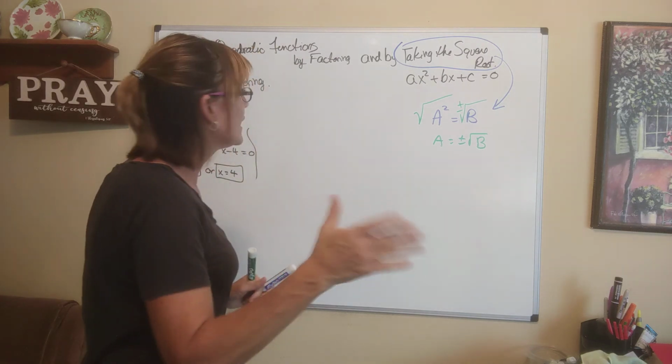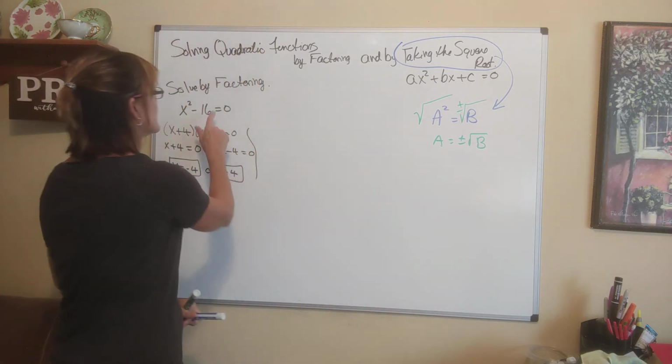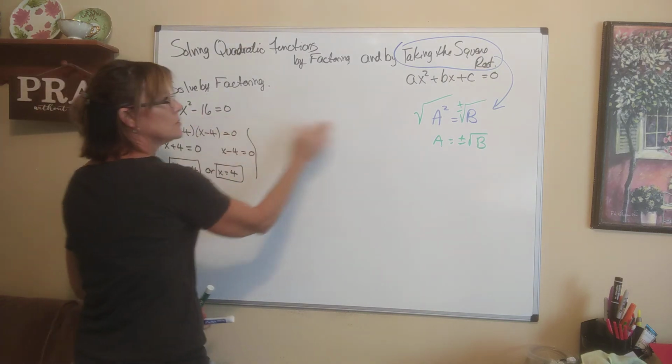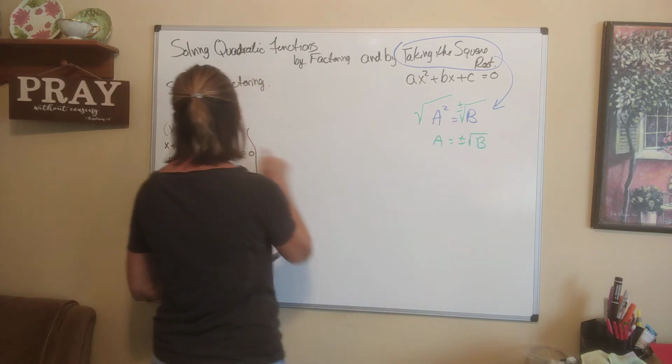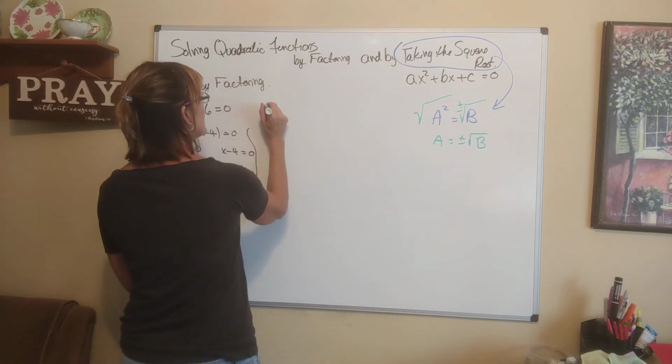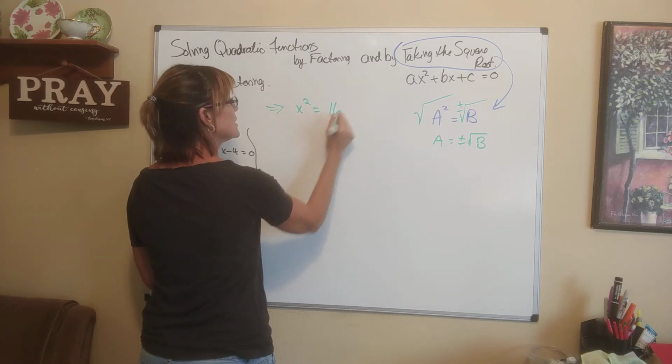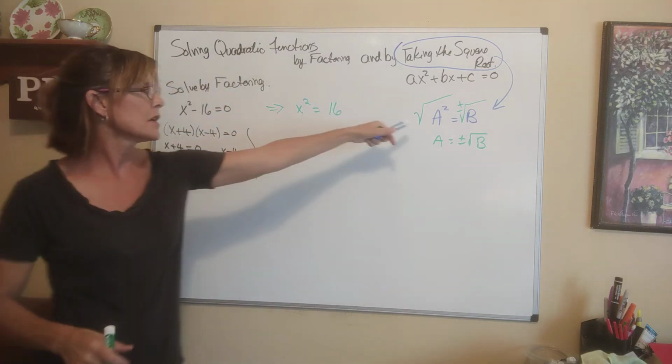And so we can use this method for this one. That's why I left him on the board. Could I rearrange this equation into something squared equals something? Yeah, I sure can. I could rewrite this like this. x squared is equal to 16, if I add 16 to both sides. Then I'm ready to go.